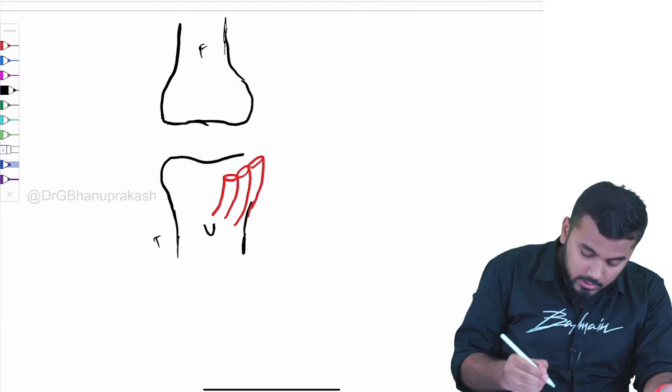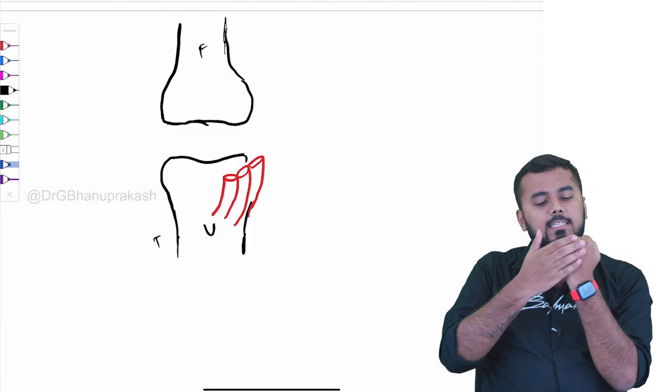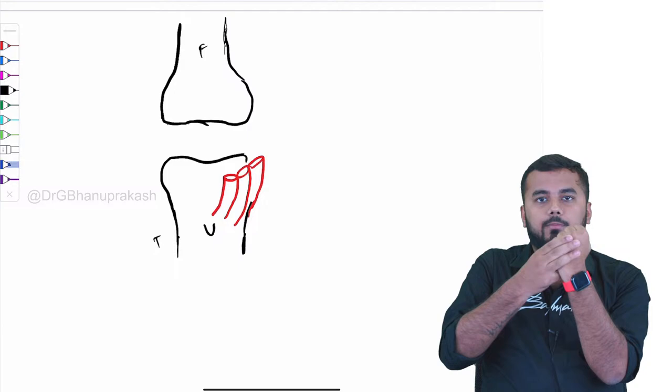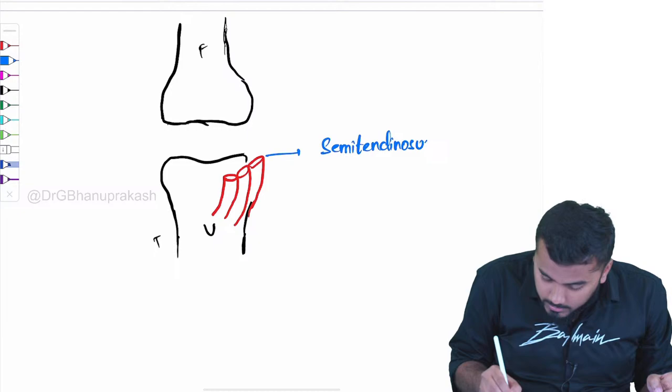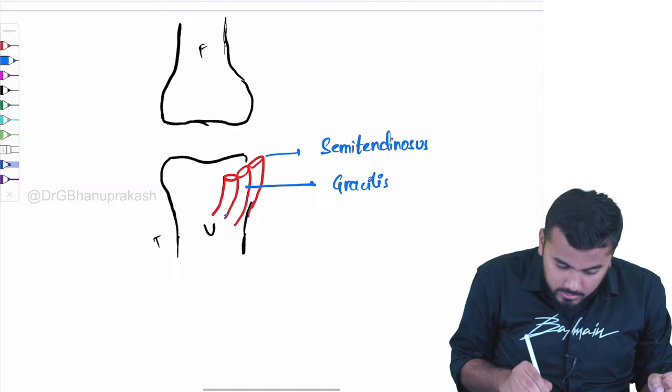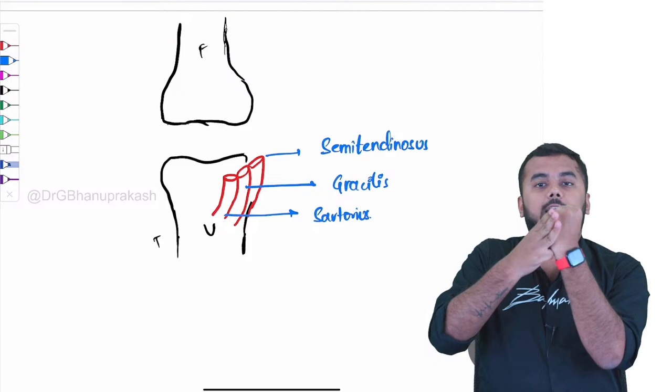semitendinosus. So all these three muscles, let us say this is my tibia, are attached here to the tibia. Let me write down the names, this is very important: semitendinosus, gracilis and sartorius. They are three muscles attached like this.